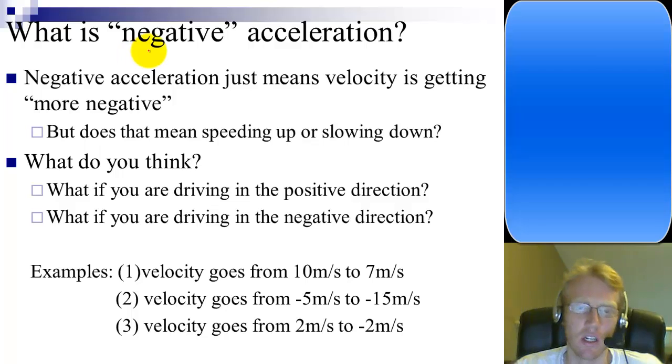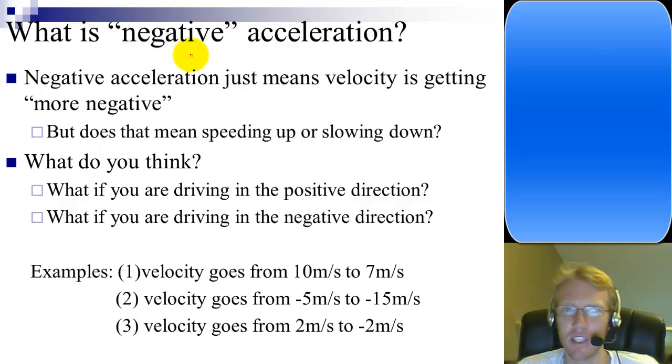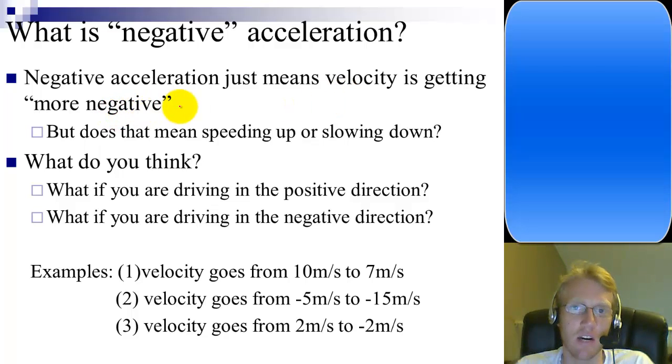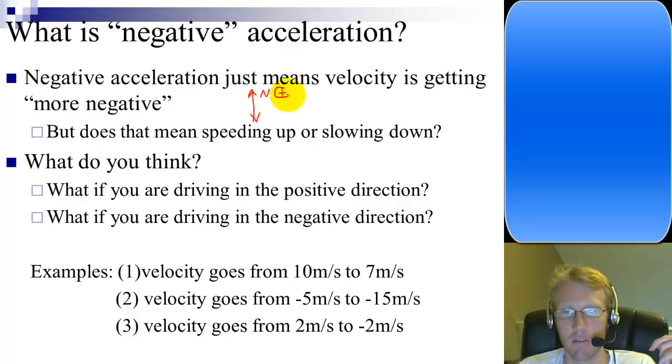Alright, so acceleration is the change in velocity. So what is a negative acceleration? The key to remembering this is that it's not slowing down because acceleration is a vector, which means direction matters. So negative acceleration just means your velocity is getting more negative, but that doesn't actually mean you're slowing down. There's a lot of different scenarios because it depends which way you're actually traveling. So if we think about a compass and we define north as positive and we define south as negative, then you can start to think about what would be a negative acceleration. Any acceleration in the southward direction would be considered a negative acceleration.